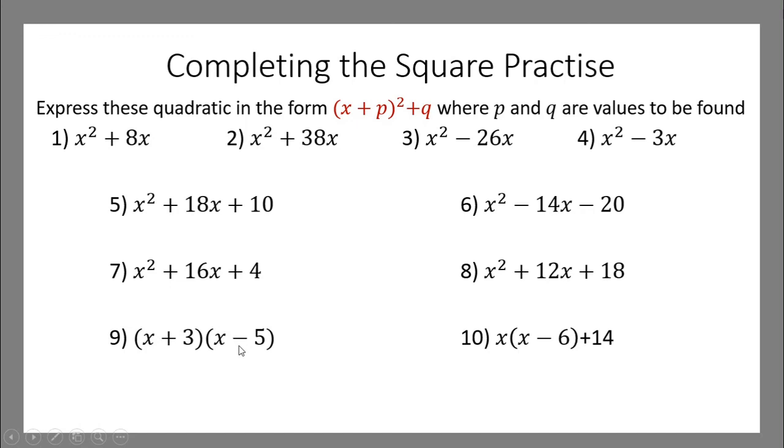This is not a perfect square. It's not a bracket times itself. So expand it out first, get your 3-term quadratic, and complete the square for it. Same thing here. You're going to need to multiply this out and get your 3-term quadratic and complete the square. Go ahead and hit pause now if you need some time. I'm sure you do. Take all the time you need.